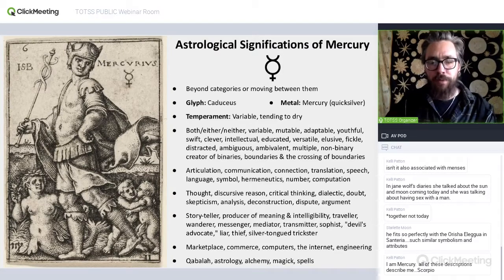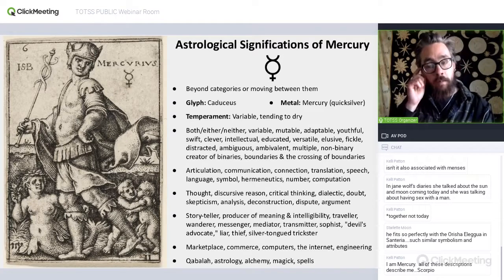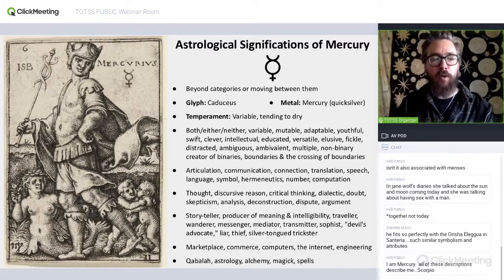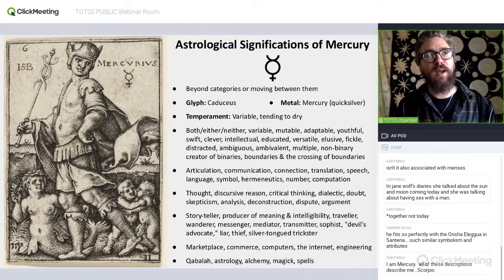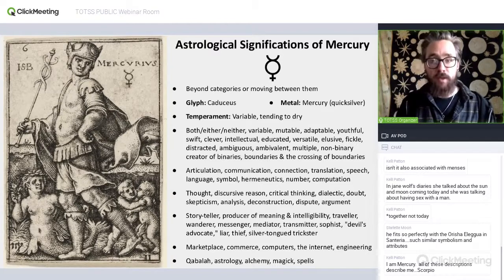Mercury also rules the marketplace and commerce, computers, the internet, engineering. In America, we often see the caduceus symbol being used for hospitals and medicine. That's actually a confusion. It really should be the staff of Asclepios, the god of healing. Though, well, I won't get into it too much, but I think it's interesting to think about the fact that in the United States, we have put the emblem of the god of commerce on our medical buildings. Yeah, I'll just leave it at that.